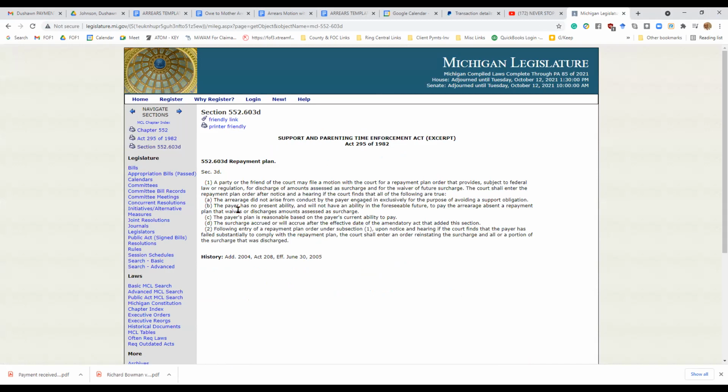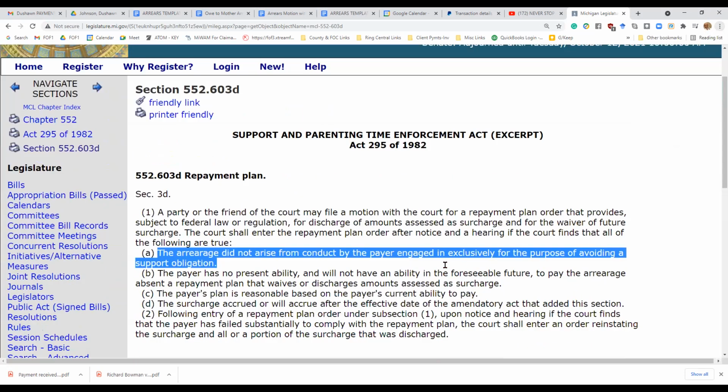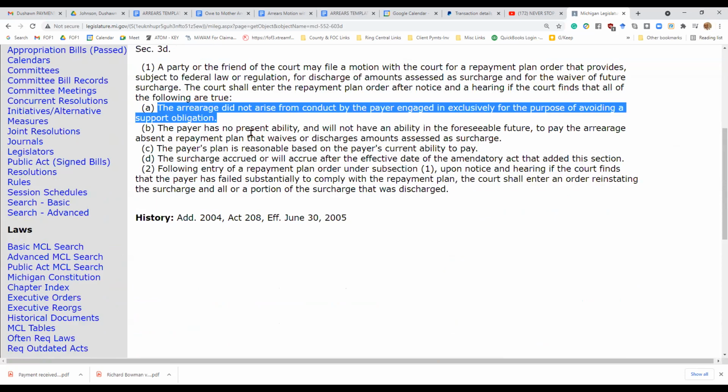And one of the things is that these arrears did not arise from my conduct exclusively for the purpose of avoiding paying my child support. Did any of y'all try to duck and dodge the Friend of the Court? No. You know why? Because they got your social security number. Anytime you was working, they could have taken your money. So you didn't necessarily avoid it. Now, if you did, that's on you. If you want to tell, yeah, I avoided it, don't give me that. No, we ain't going that way.